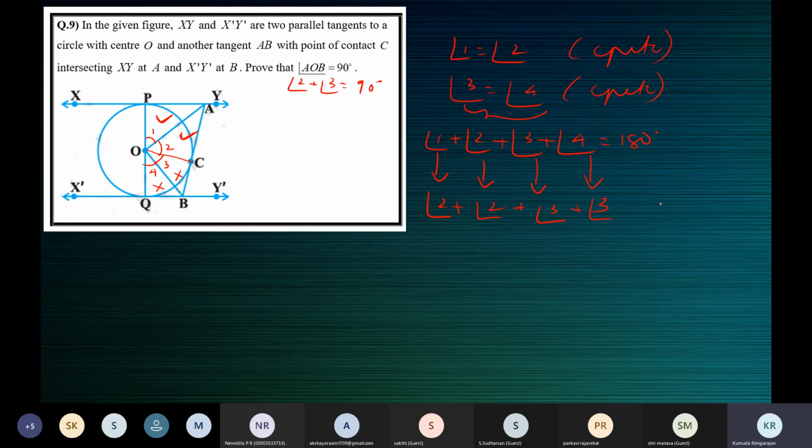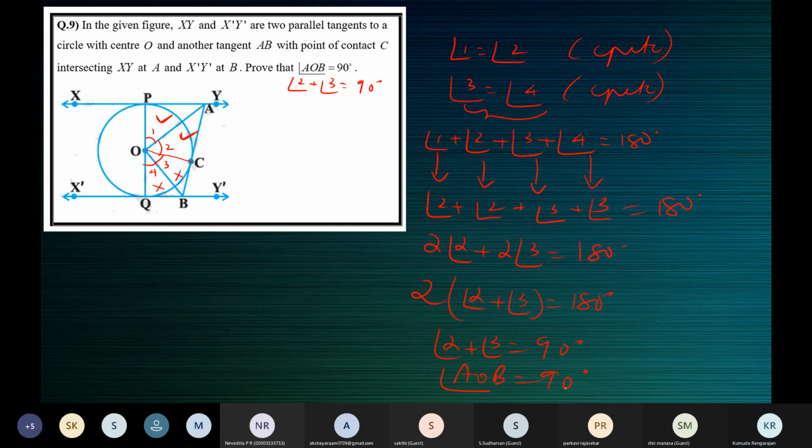So you get twice angle 2 plus twice angle 3 is 180. 2 is common, so angle 2 plus angle 3 is 180 by 2, which is 90 degrees. Which means angle AOB, that is 2 plus 3, is equal to 90 degrees.